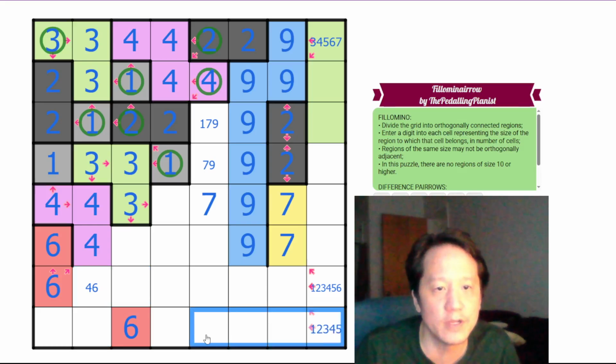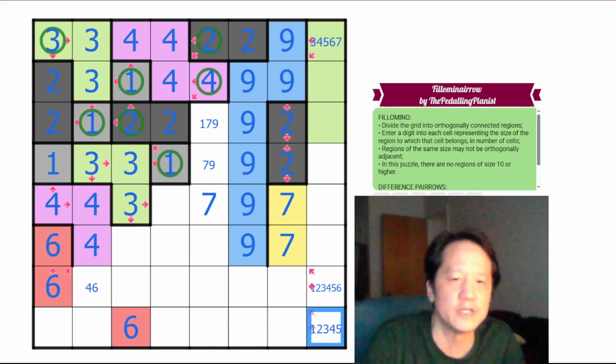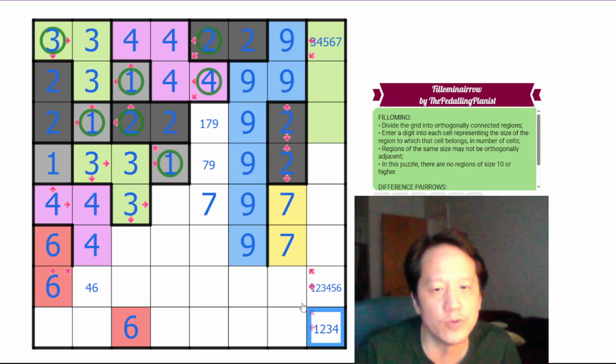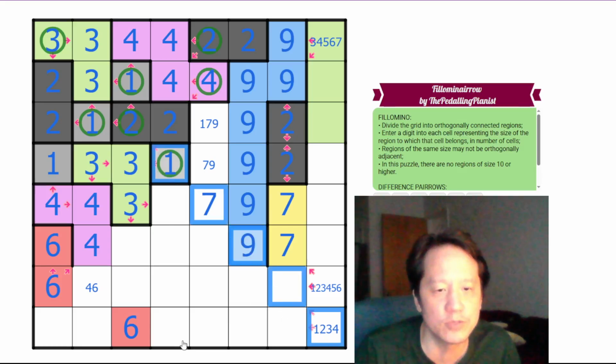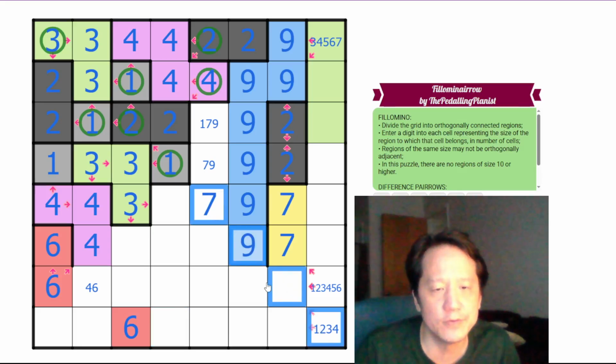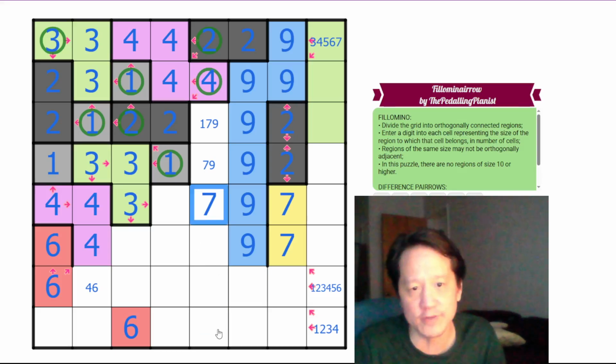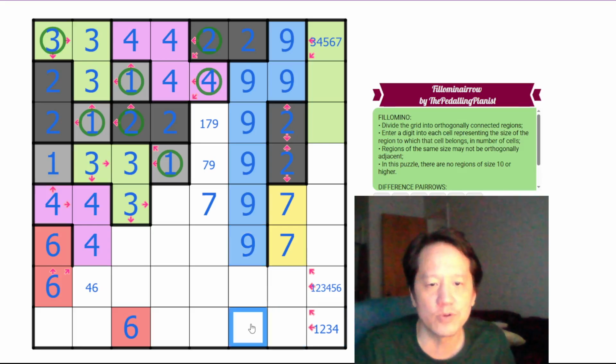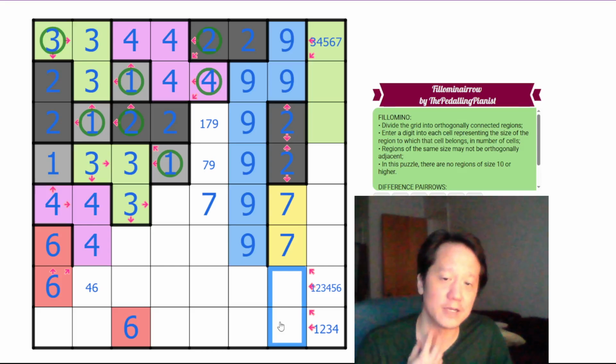5 away. 6, 1, 2, 3, 4, 5 is not a difference of 2 and 6. So that doesn't work. 4 away, 1, 2, 3, 4 could work with that being 5. 3 away could work with 7 and 4, or yeah, 7 and 4. 2 away could work with 9 and 7. 1 away, maybe. I don't know, hard to say.